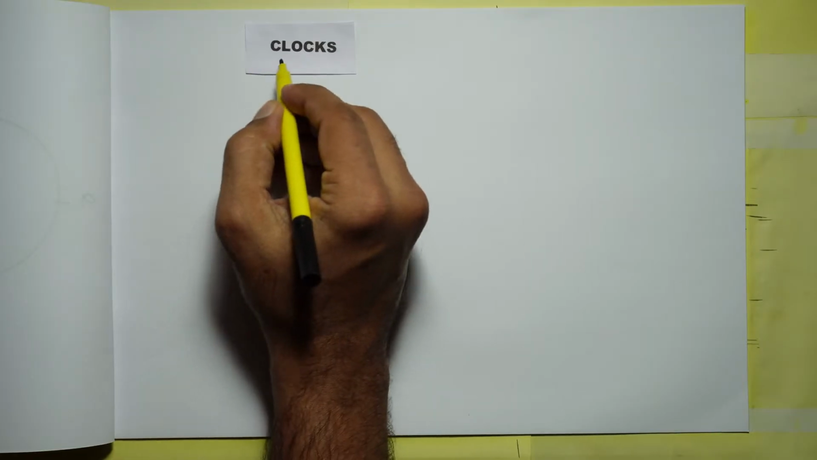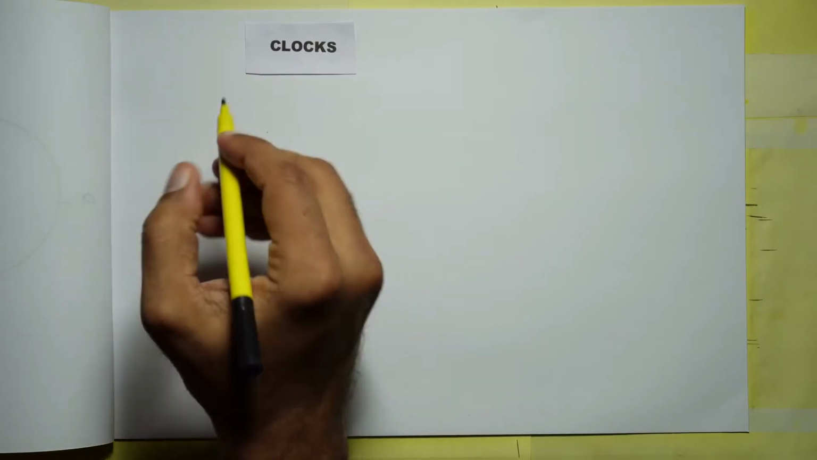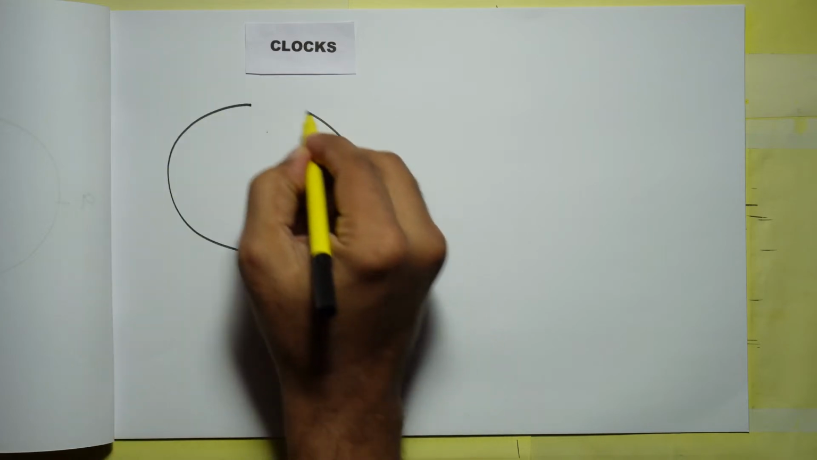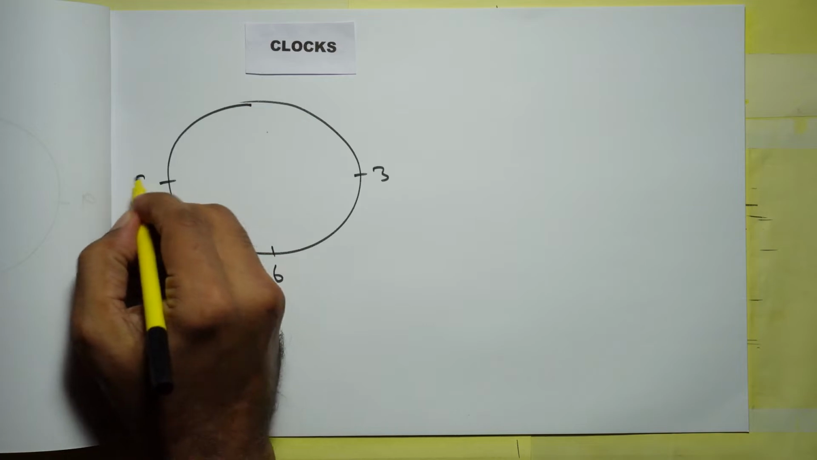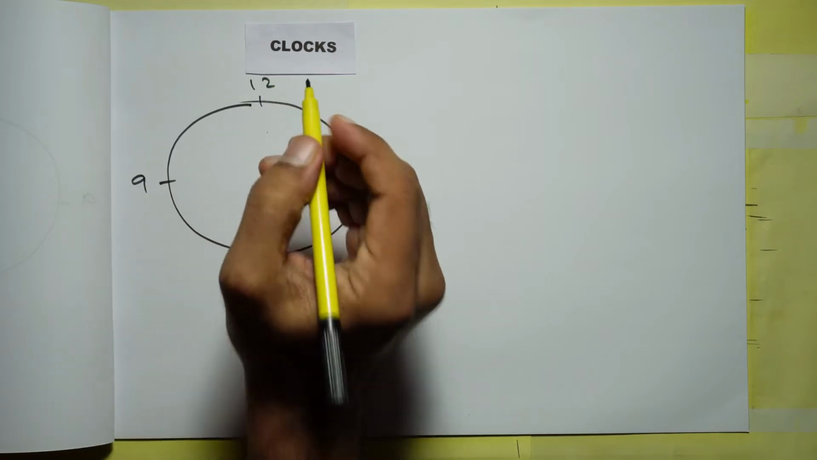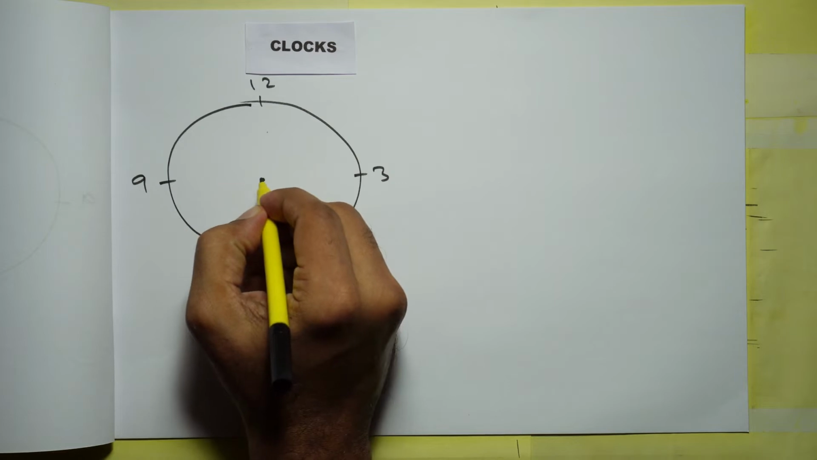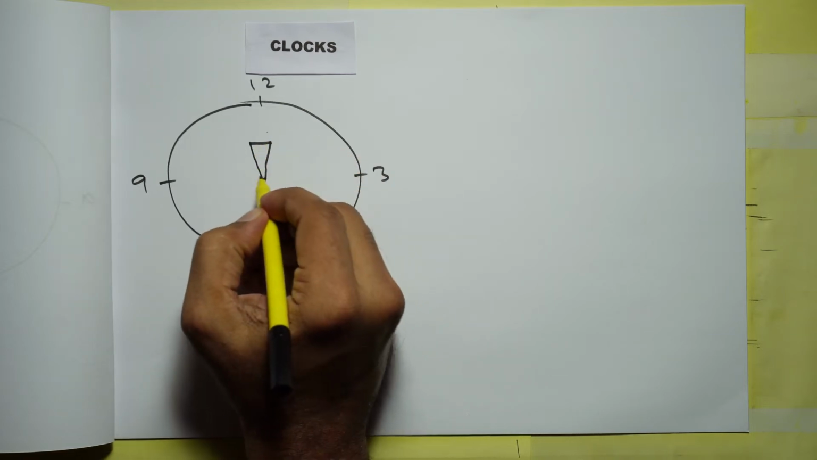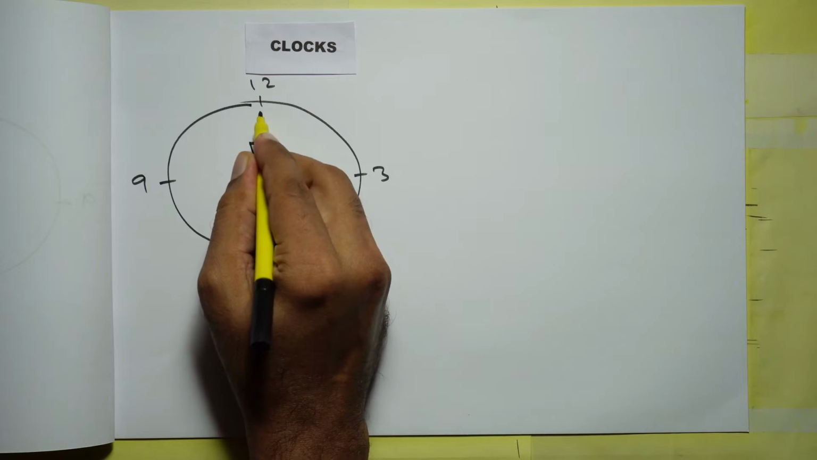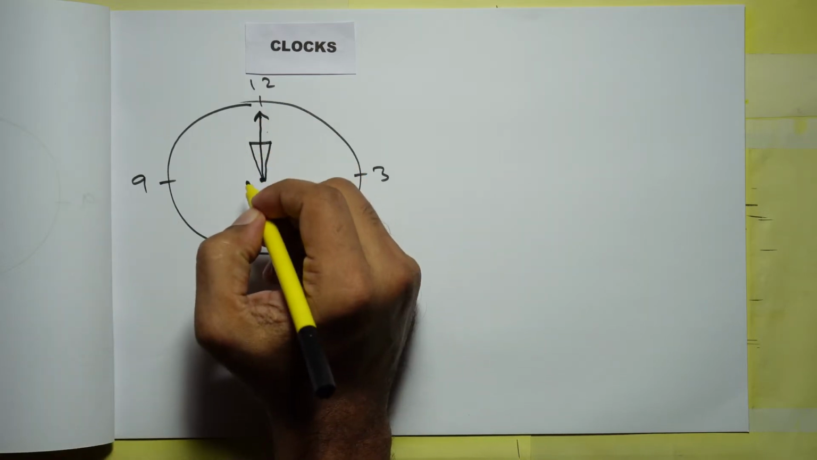placement test. Let's start. Let us start with the topic clocks. We'll be handling only mechanical clocks. So a clock looks like this. Now you have 3 here, 6 here, 9 and 12 here. Now the hour hand is usually drawn short and thick. So the hour hand can be drawn like this. And the minute hand is usually drawn long and thin. So the minute hand can be drawn like this. Now this clock right now shows 12 o'clock.